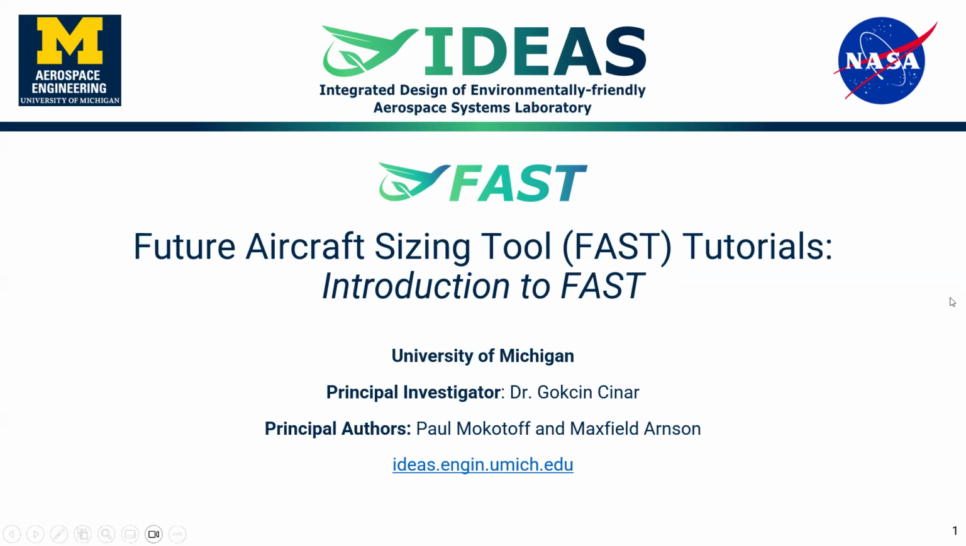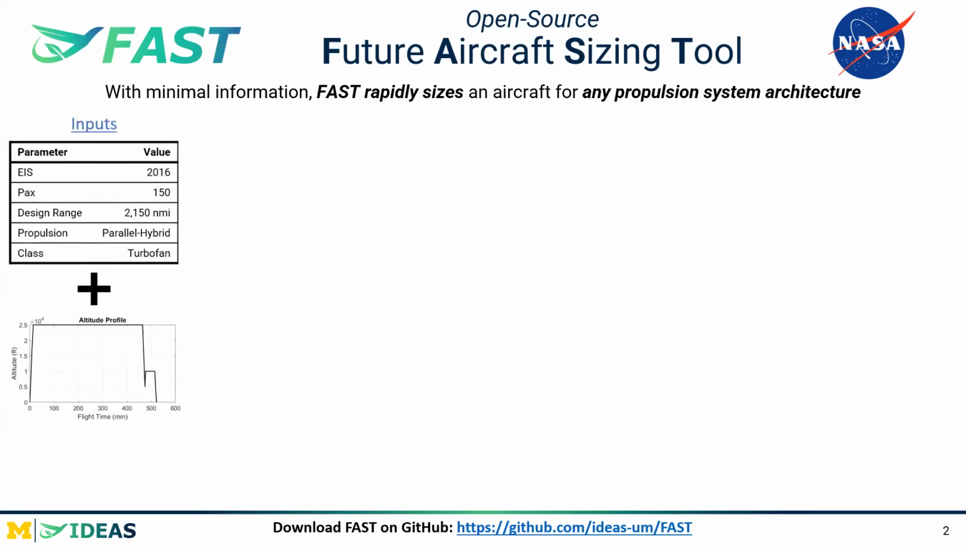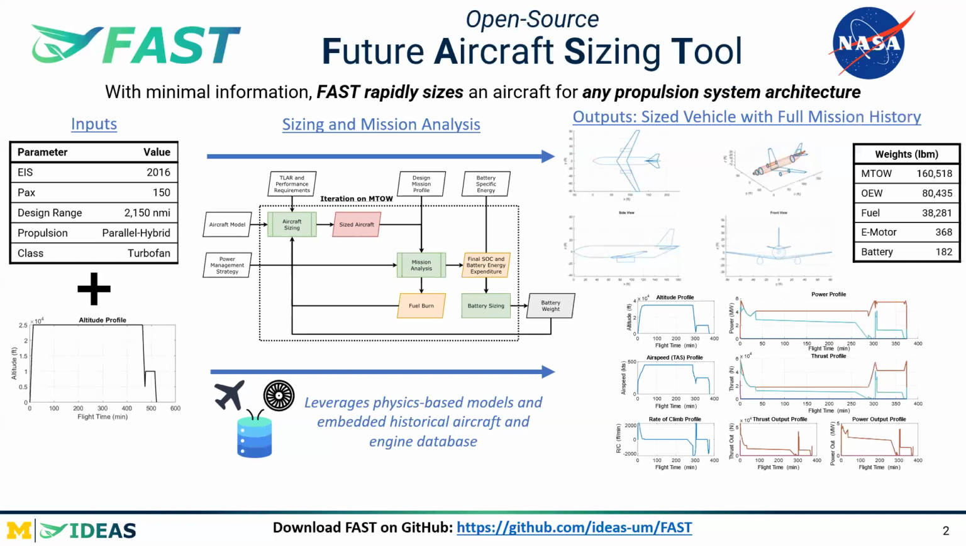And without further ado, let's go on to see what FAST can do. With minimal information, FAST rapidly sizes an aircraft for any propulsion system architecture. At a minimum, the user needs to provide these 5 inputs: the entry into service year, the number of passengers to be carried or a payload, the design range, the propulsion architecture, and the aircraft class, such as turbofan, turboprop, or piston aircraft, along with a design mission profile.